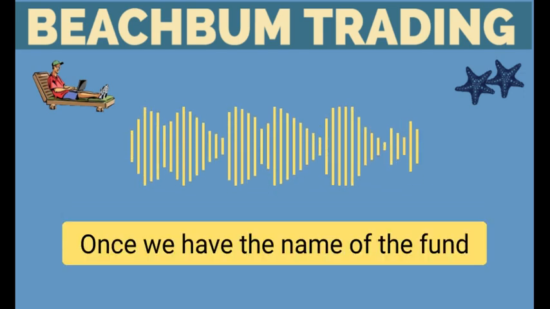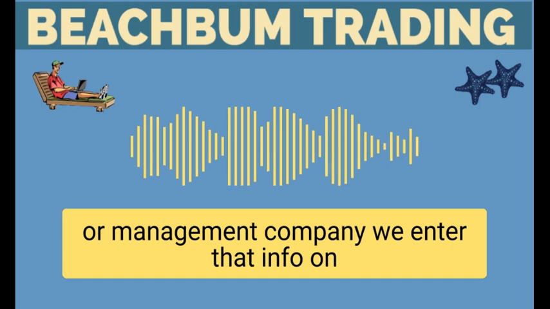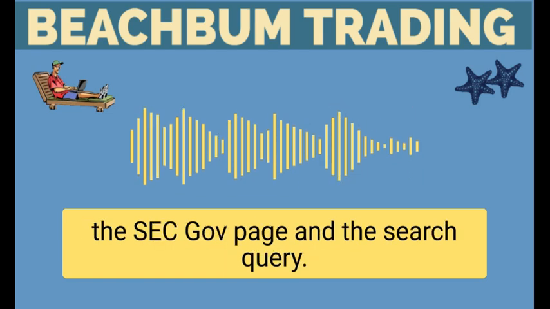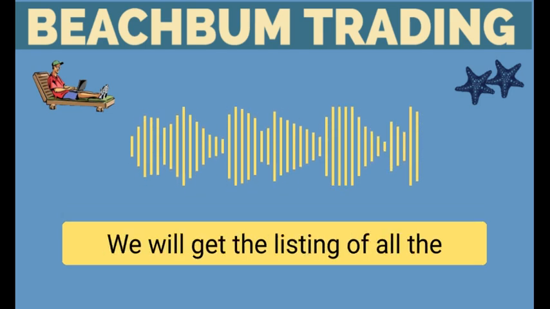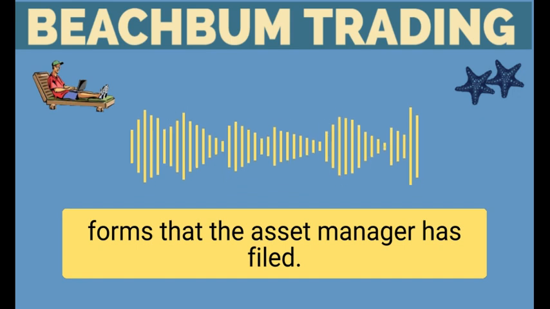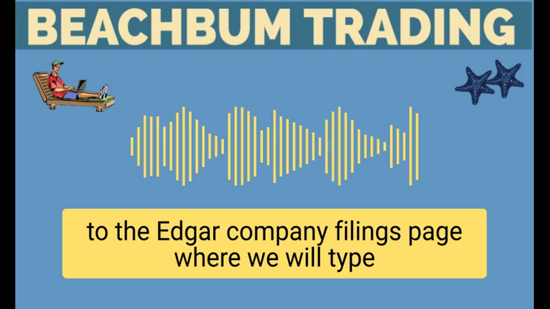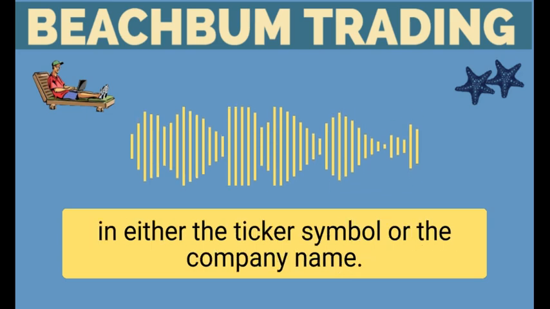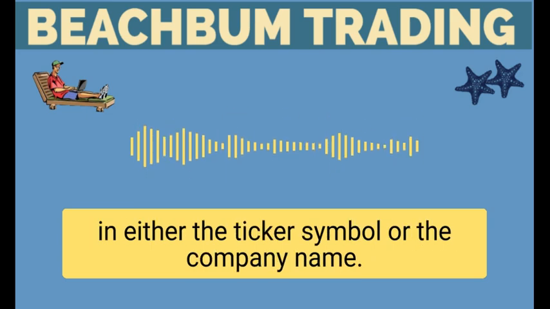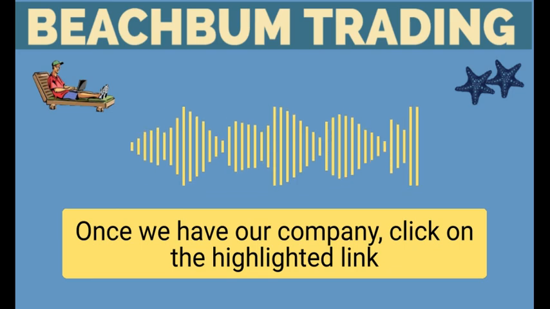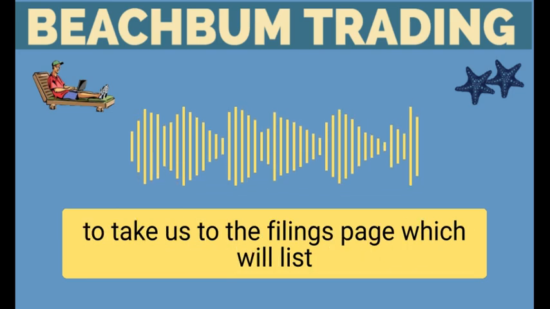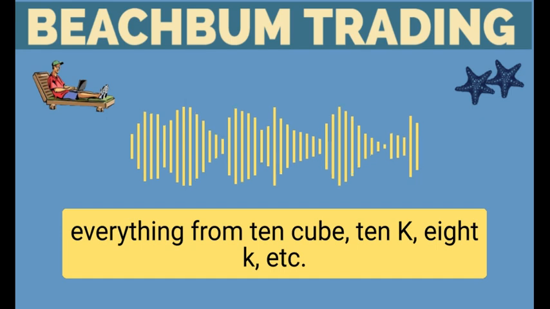Once we have the name of the fund or management company, we enter that info on the sec.gov page in the search query. We will get the listing of all the forms that the asset manager has filed. Once we click the Company Filings page, we will go to the Edgar Company Filings page, where we will type in either the ticker symbol or the company name. Once we have our company, click on the highlighted link to take us to the Filings page, which will list everything from 10Q, 10K, 8K, etc.